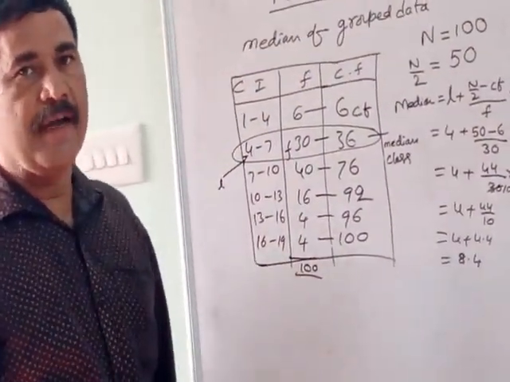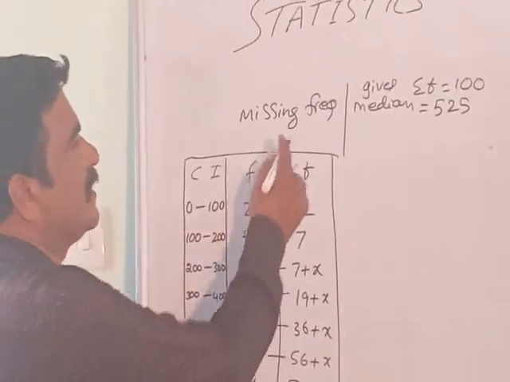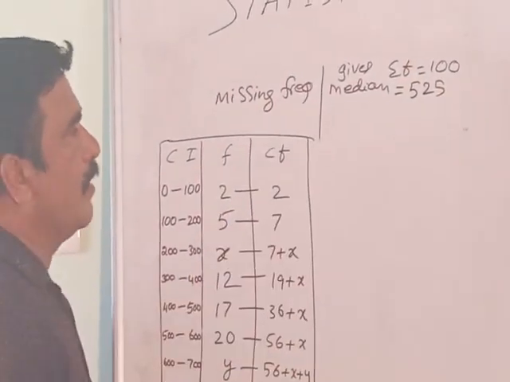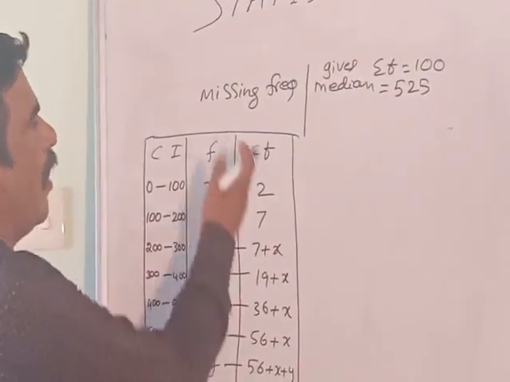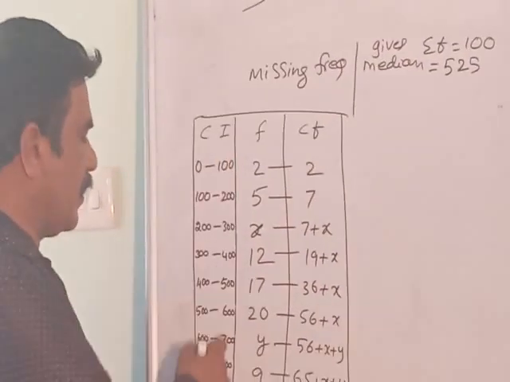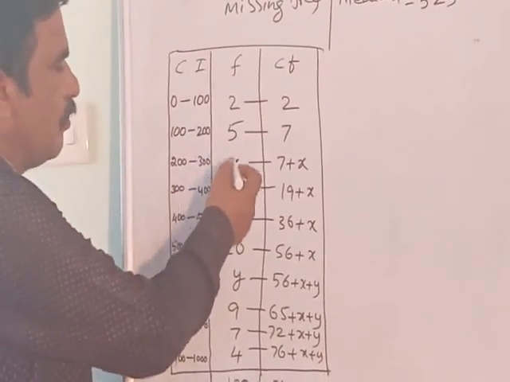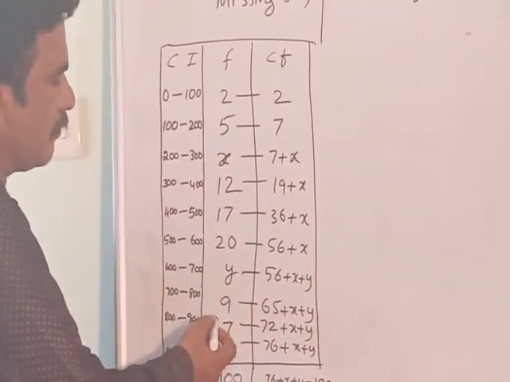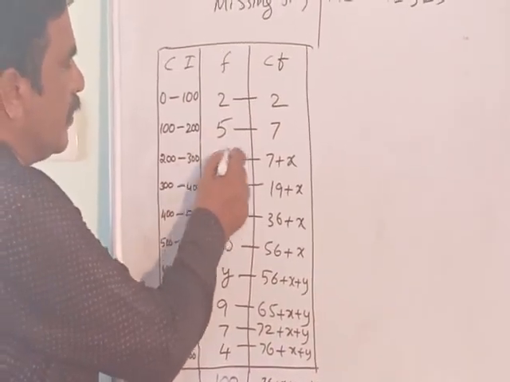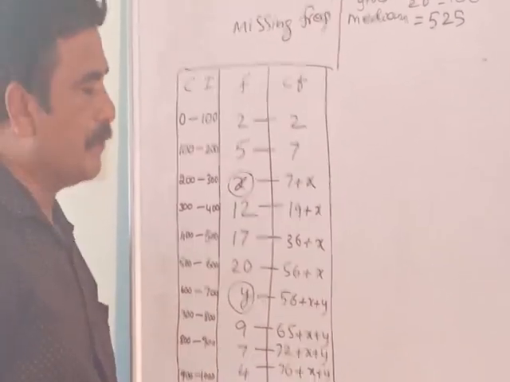Median of grouped data. Another important problem in median is missing frequency and given median. He'll provide the median and total frequency. He'll ask for the missing frequencies. See the problem. He gave class intervals 0 to 100, 100 to 200, and so on, and frequencies 2, 5, x, 12, 17, 20, 5. Everything is given. What is missing? Here x is missing, here y is missing. Total frequency he gave is 100.